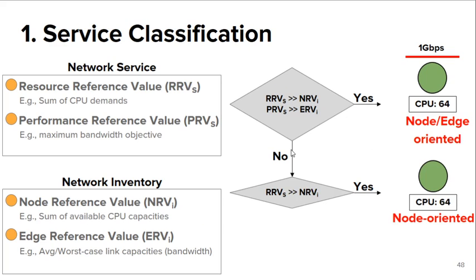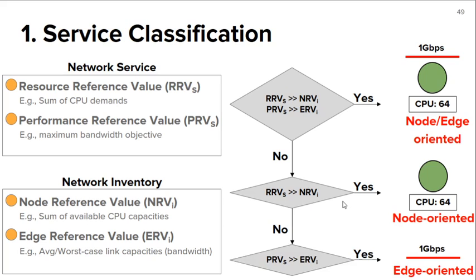On the other hand, if only the resource reference value is greater than the node reference value, it means that the node capacities in the network inventory are under-provisioned. Therefore, the service is classified as node-oriented. Otherwise, the service is classified as edge-oriented.